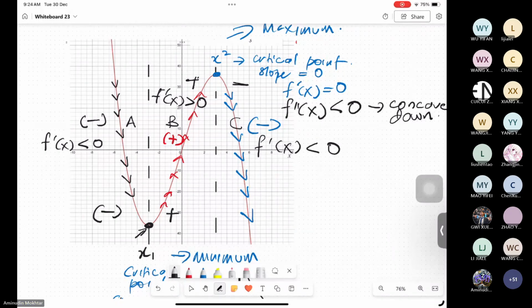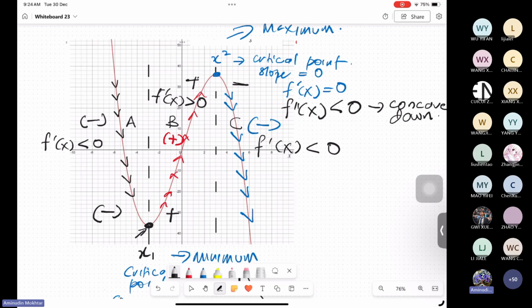Or we just find the slope before and after the critical point. If the sign of slope changes from negative to positive, before the critical point is negative, after the critical point is positive, so we can conclude that the critical point is a minimum point. But if the sign of slope changes from positive to negative, before the critical point the slope is positive, after the critical point the slope is negative, so the critical point is the maximum point.